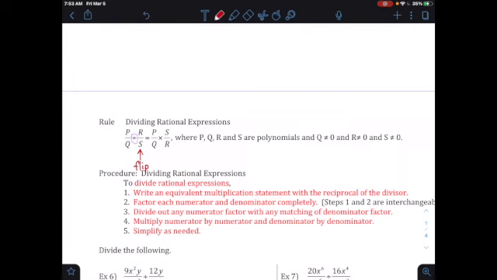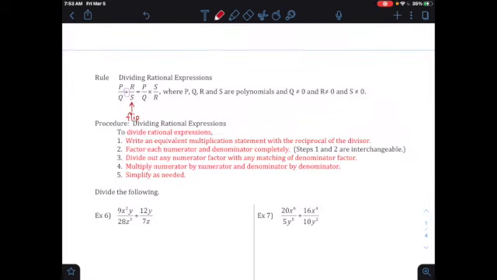So let's take a look at the rules right here, where P, Q, R, and S are polynomials, and Q cannot equal 0, R cannot equal 0, S cannot equal 0. The reason for that is now we have one more because of the flipping, so it was a denominator, now it's not a denominator, we got a new one. So that's why we got 3 of them.